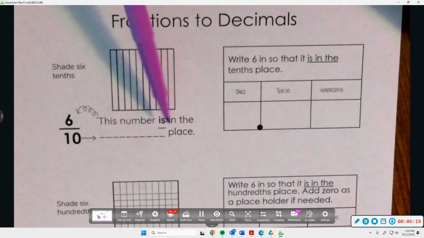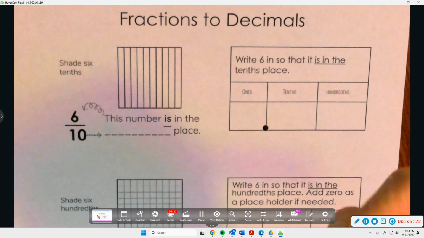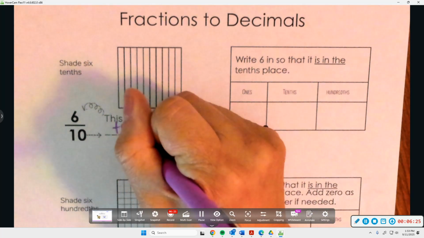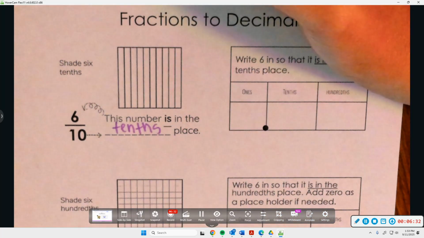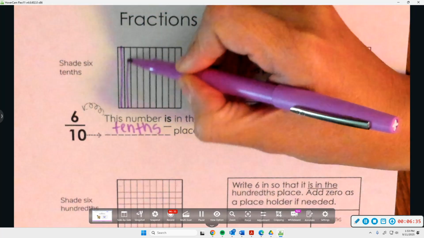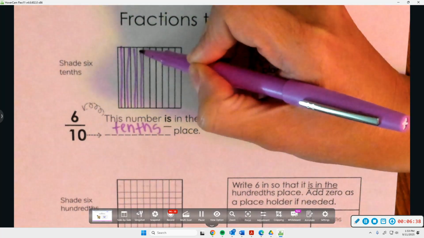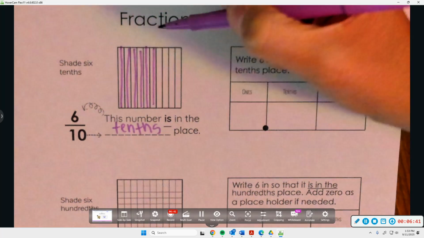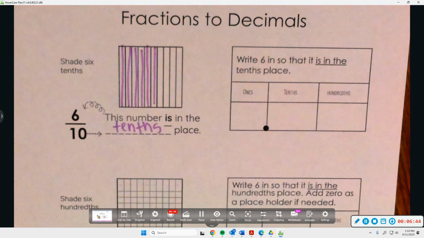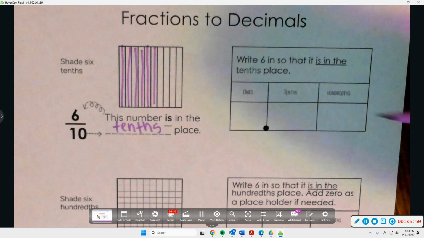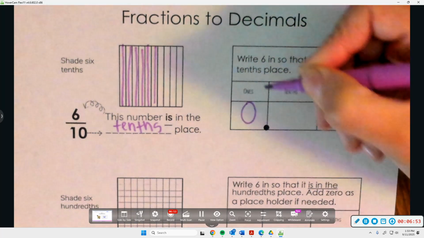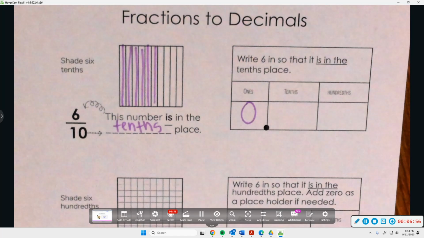6/10. So this number is in the what place? It goes to where? The tenths. Very good. So then how many tenths do I need to shade? 6. So 1, 2, 3, 4, 5, and 6. Now it's got a nice little place value chart over here. Do I have any 1s in this decimal? No. So what can I put there? 0. Is it okay if I leave it blank? Yes. If you have 0 1s, you don't have to represent that with a 0, but you can. What would I put in that tenths place? 6.